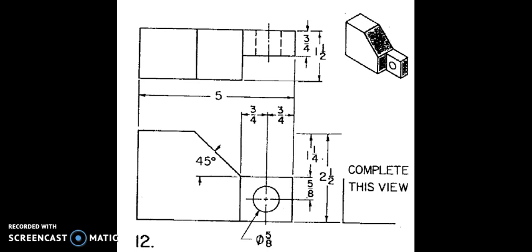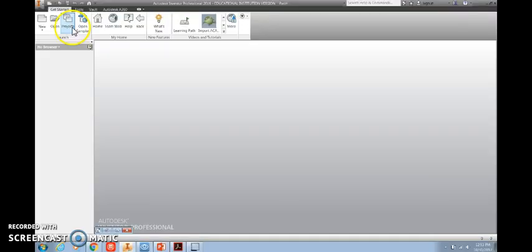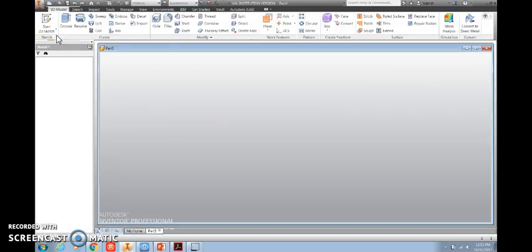to create this part in the orthographic drawing. So the first things that we need to look at are the overall length, which is 5 inches, and our overall height, which is shown over here at 2.5 inches. So I'm going to begin by opening up a new part file.